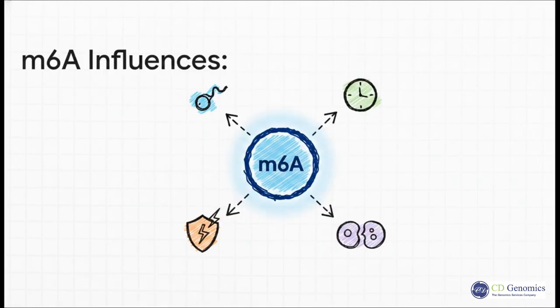And where does this highlighter actually matter? Well, virtually everywhere. This tiny little modification influences incredibly foundational biological processes. We're talking about mRNA splicing, exporting from the nucleus, localization, translation efficiency, and overall mRNA stability. And if we zoom out to the organism level, it's a major player in stem cell differentiation, keeping our circadian rhythms in check, and even managing how organisms respond to environmental stress. It's a really big deal.